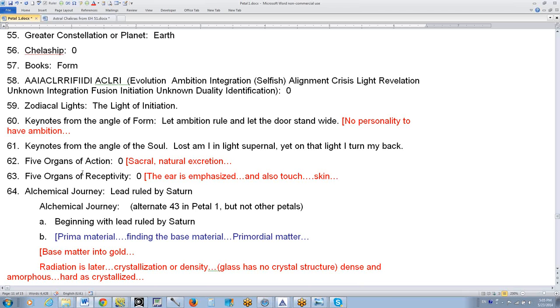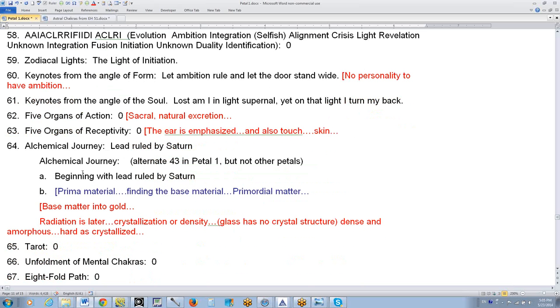Lead, the base metal, that's what the man is. It's ruled by Saturn. So we're beginning with lead, ruled by Saturn. It's the prima materia. It's finding the base material, primordial matter, and we have to work that into gold, and man does not become gold until quite a bit later, and eventually he becomes radiation itself, the radioactive man.